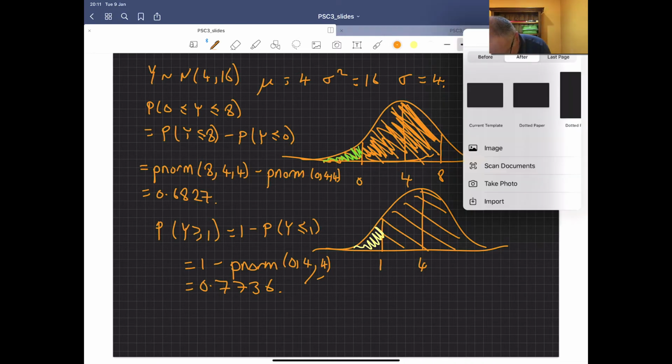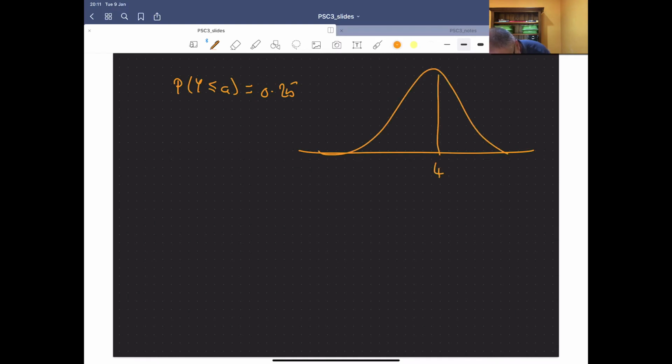Finally, what do we want? We want to find an A such that the probability that y is less than or equal to A is 0.25. So we've got our distribution, here's our 4. We've got some A down here. We know that this area is 0.25, and I want to know what A is. So we call it an inverse CDF. The way you do it is A is equal to qnorm(0.25, 4, 4). You find that's 1.3020.